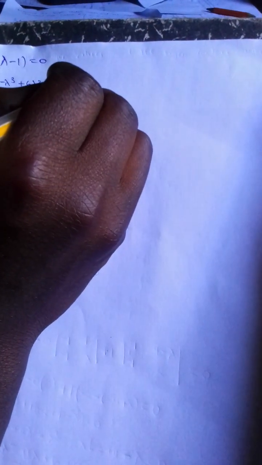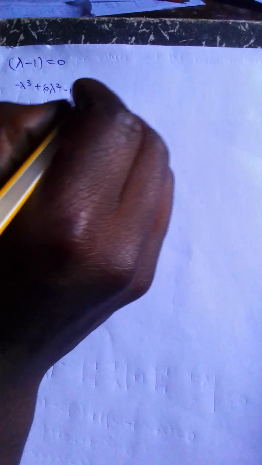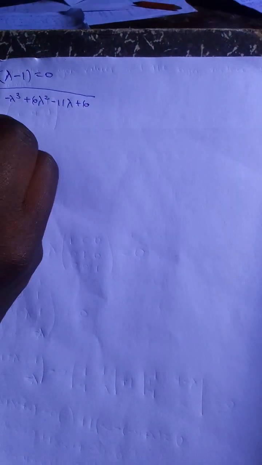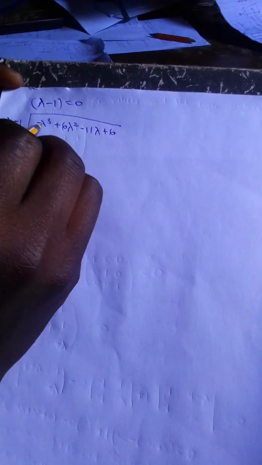Come up with negative lambda cubed plus 6 lambda squared minus 11 lambda plus 6. We shall have to get this lambda. We shall get lambda, so we shall get this equation divided by lambda minus 1. Then here we shall have to get this divided by this.